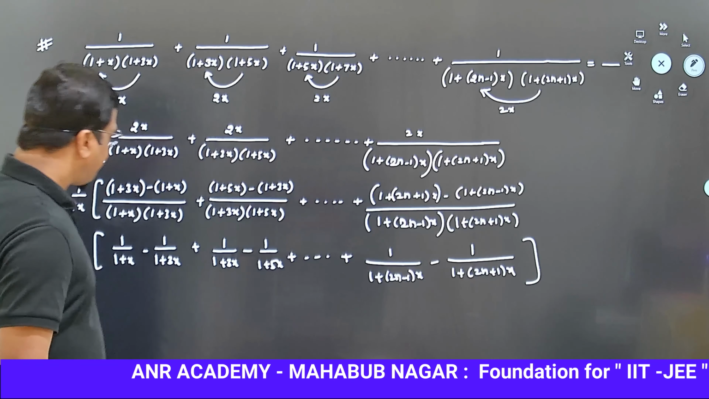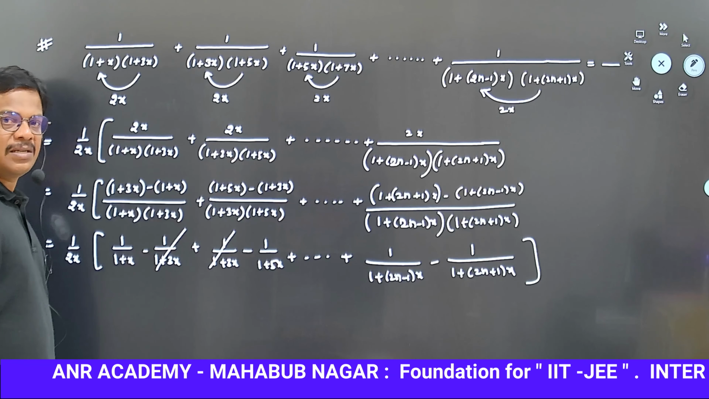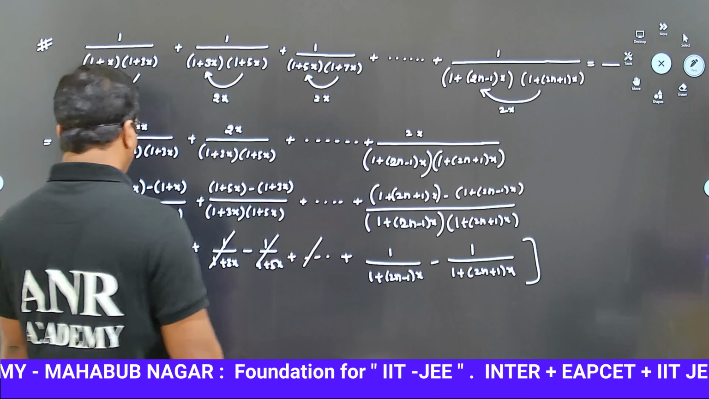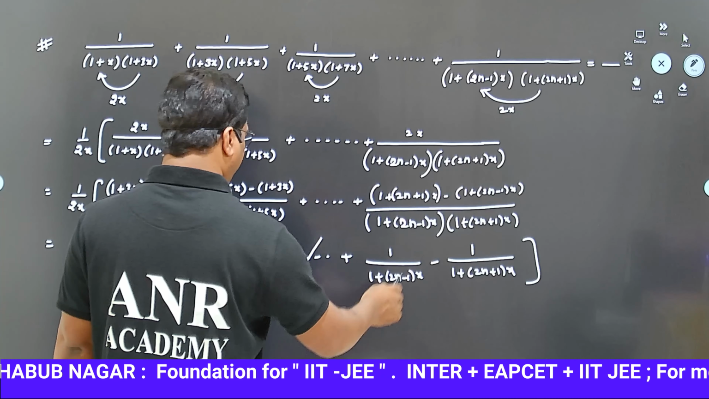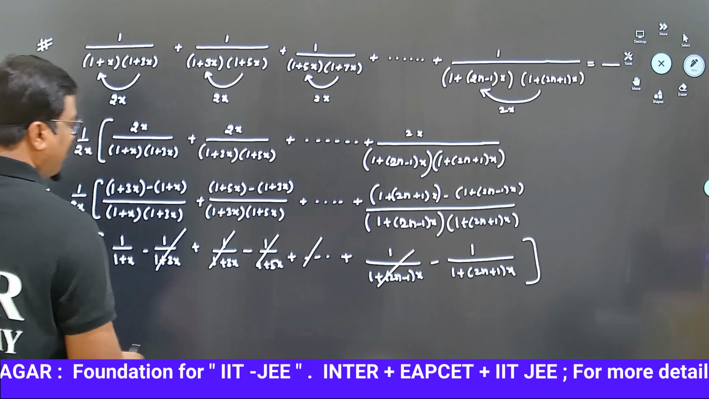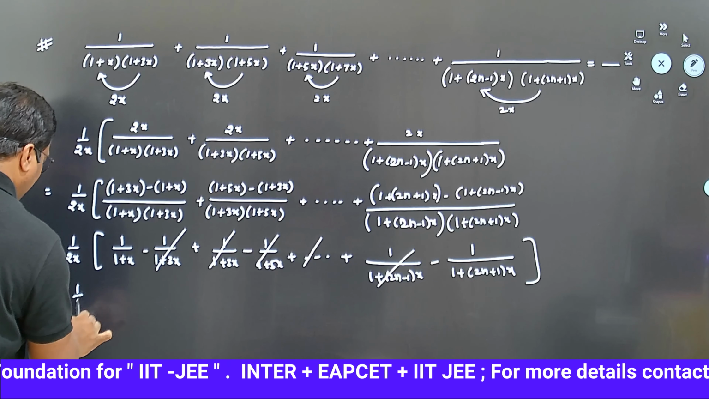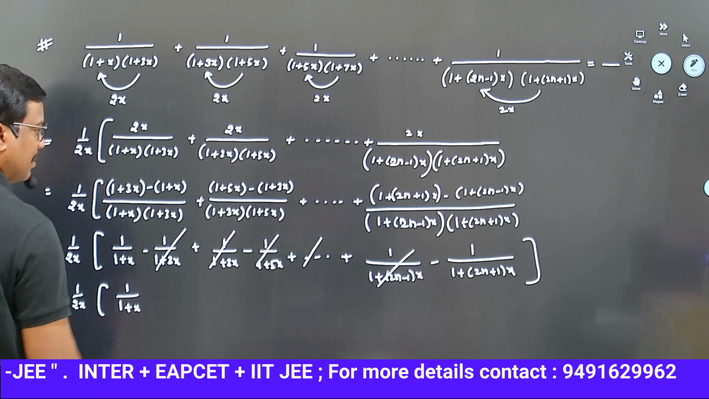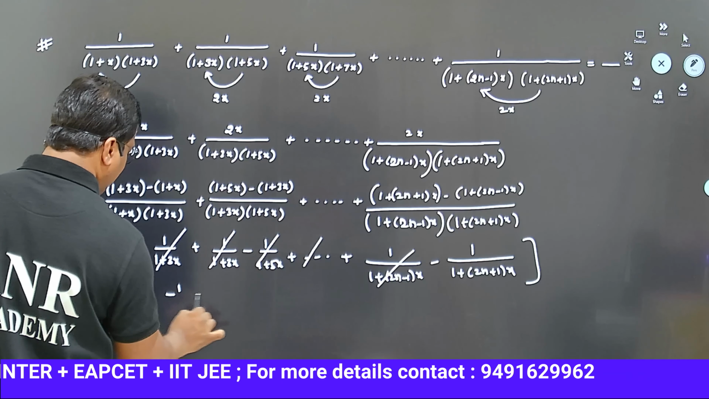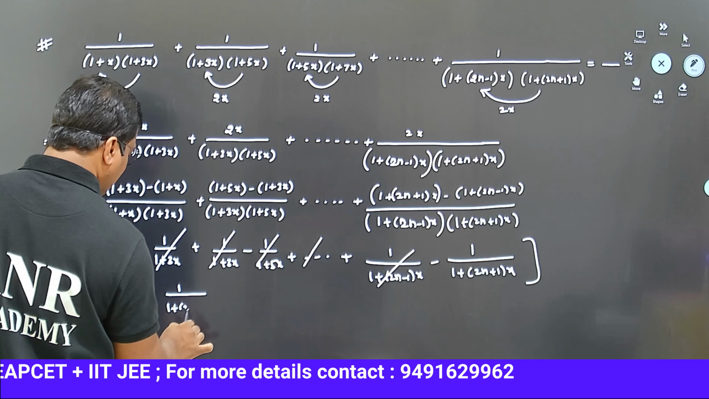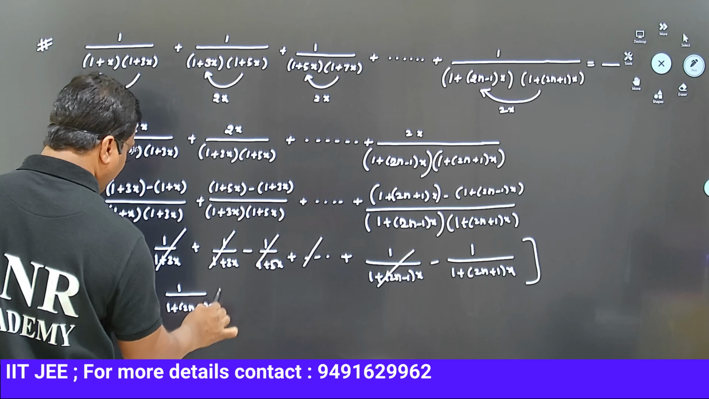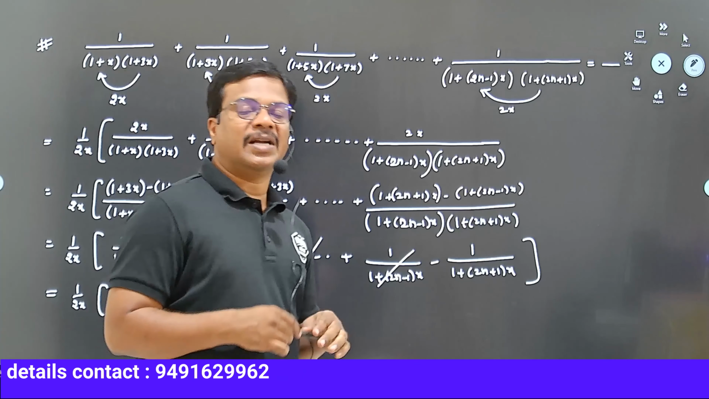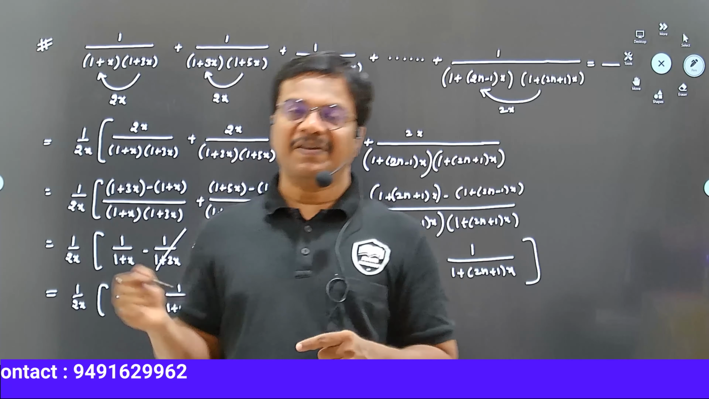Let us observe these two get cancelled. On continuation, in the same way up to here they get cancelled, and finally what we get: 1 by 2x outside, 1 by 1 plus x, and the last one minus 1 by 1 plus (2n plus 1) x. So this is the result, that is the sum of n terms of the given series.